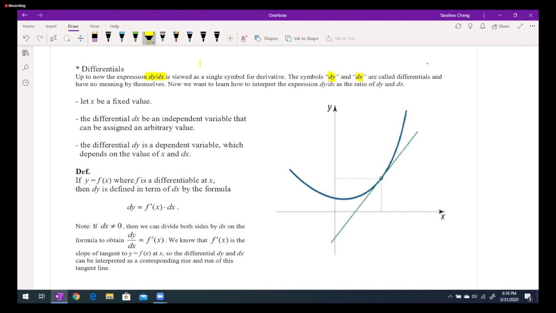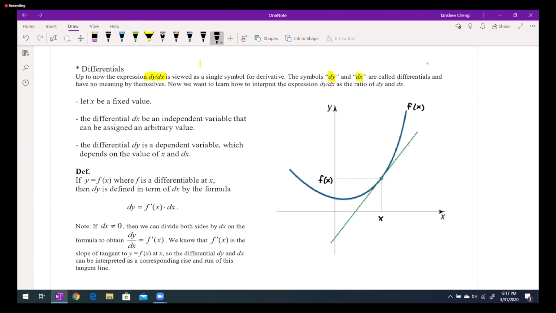So we need to know how to interpret dy over dx as a ratio of dy and dx, which are two separate values. That's what we are interested in for this definition. As usual, we can say let x be a fixed number. Here's my x, and for this function f of x, this becomes my f of x value.